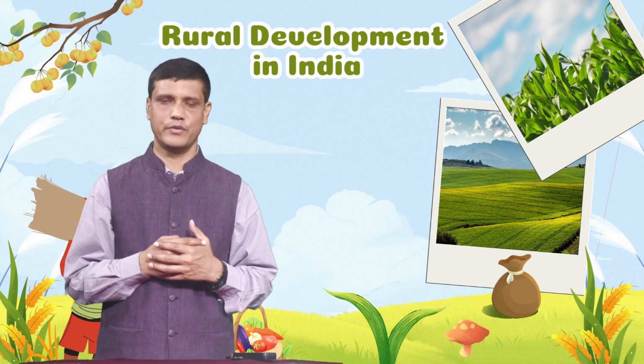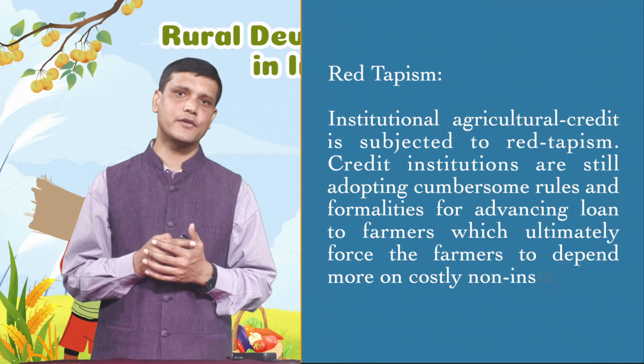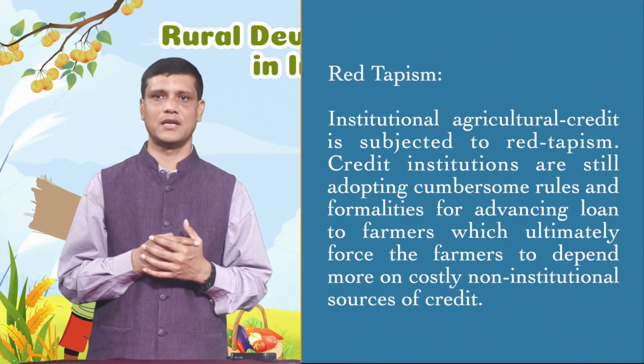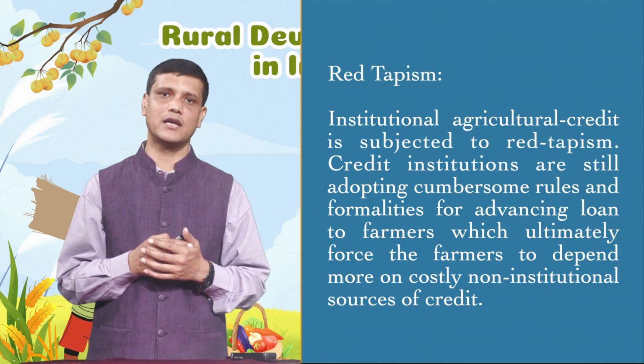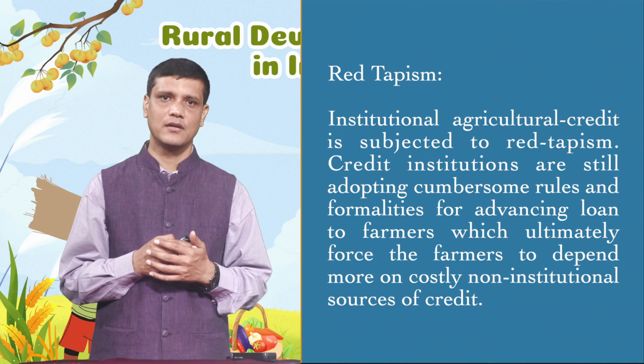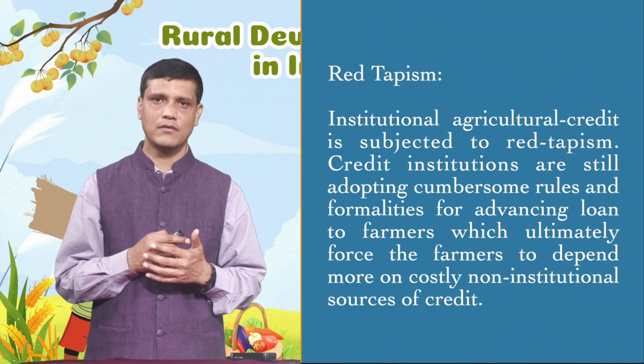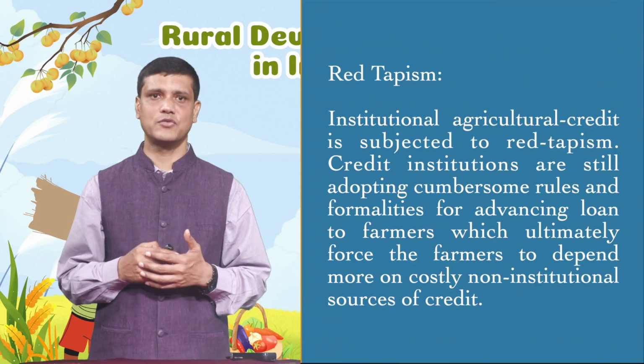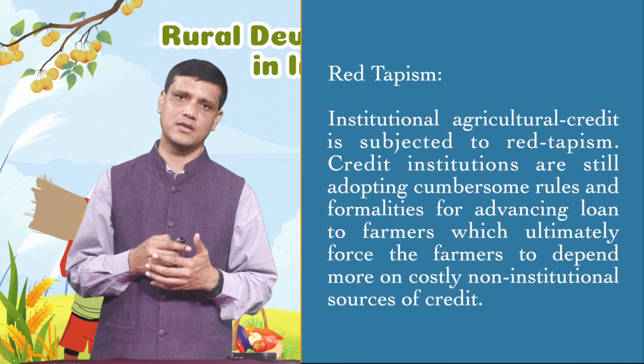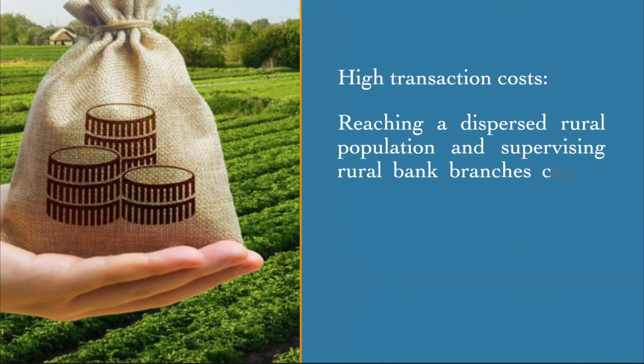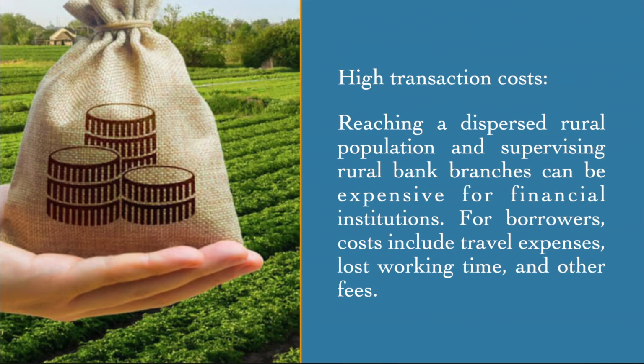The next problem associated with rural credit is red tapeism. Institutional agricultural credit is subject to red tapeism. Credit institutions are still adopting cumbersome rules and formalities for advancing loans to farmers and rural artisans, which ultimately force them to depend more on costly non-institutional sources of credit. The next problem is high transaction costs. Reaching the rural population and supervising rural bank branches can be expensive for financial institutions. For borrowers, costs include travel expenses, loss of working time, and other expenditures.